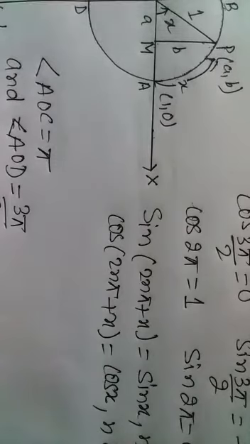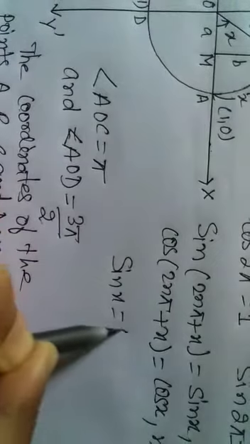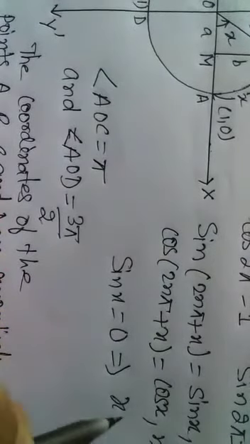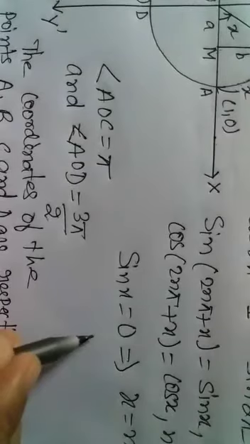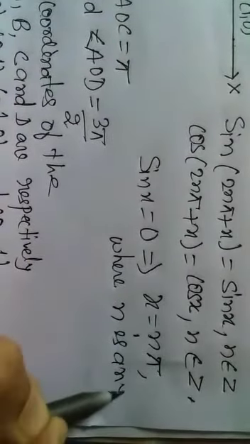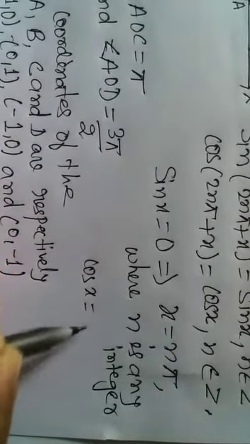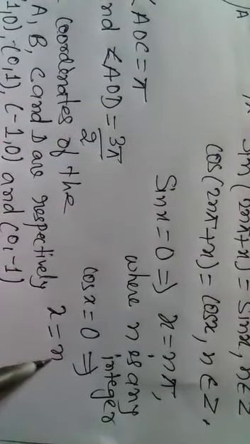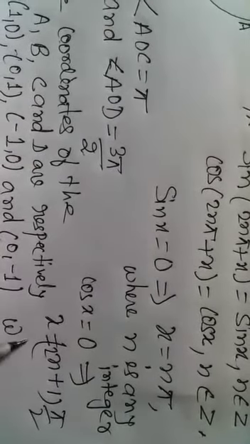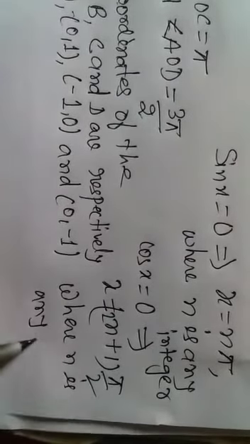So we can say that sin x equal to 0 implies x is equal to n pi, where n is any integer. And cos x equal to 0 implies x is equal to (2n plus 1) pi by 2, where n is any integer.